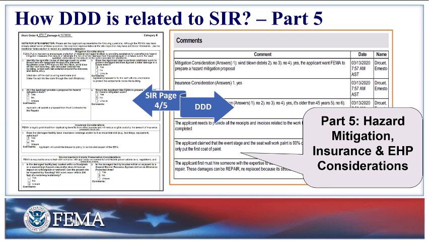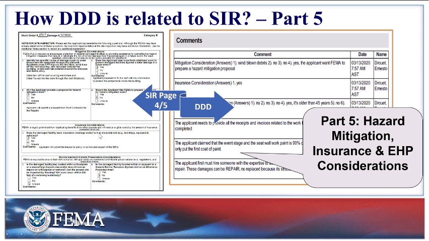Next, how the DDD is related to the SRR, and now we're going to talk about Part 5, hazard mitigation, insurance, and EHP considerations. As you can see from the screen, we have the EHP information listed up on the screen, and we know that this is located at the end of the site inspection report.